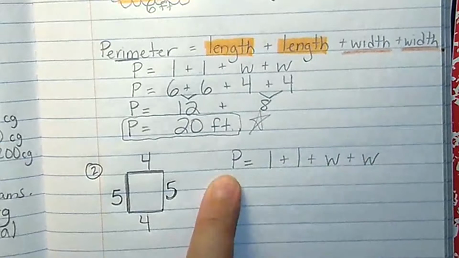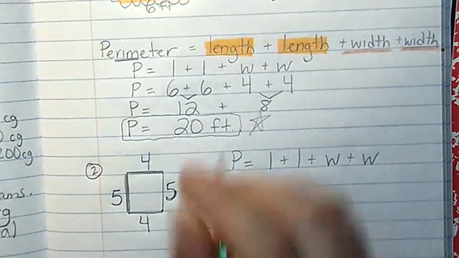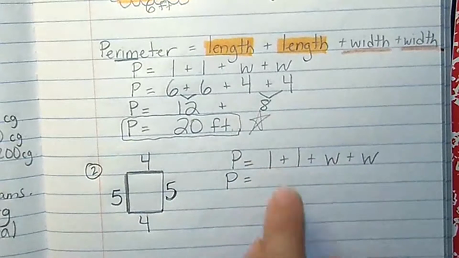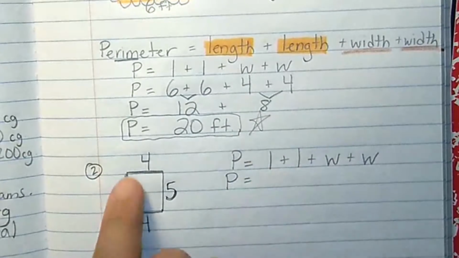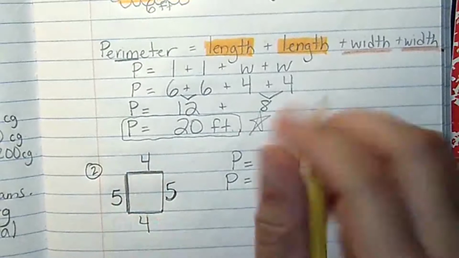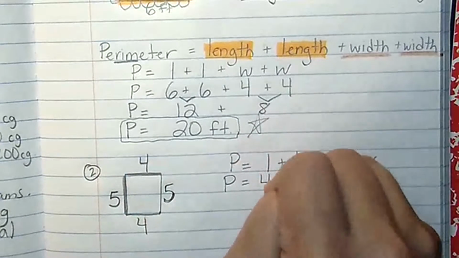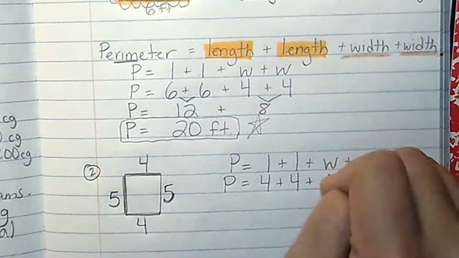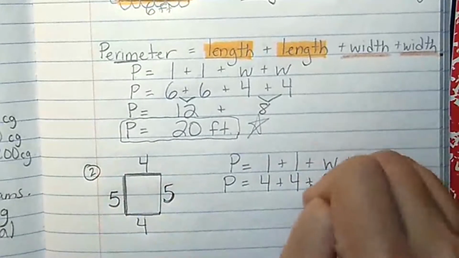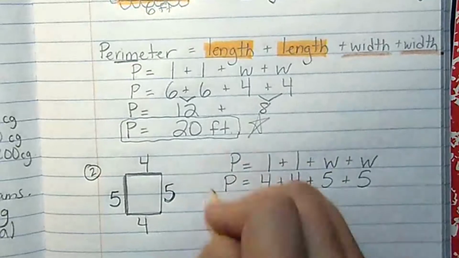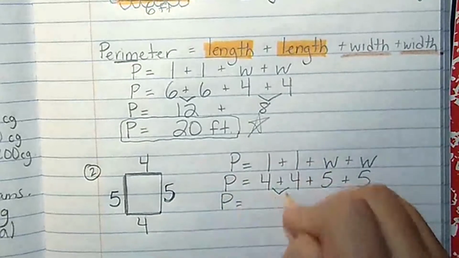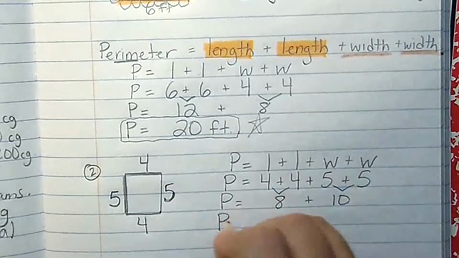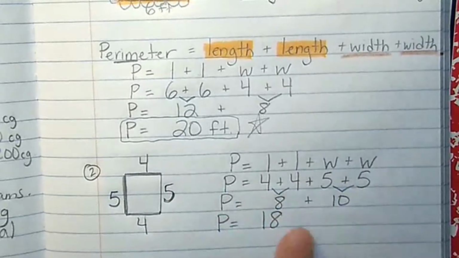Do we know what the perimeter is? Did they tell us? No, not yet. That's what we're looking for. So the perimeter equals, do we know what the length is? Do we know how long it is? Sure. All right, let's use 4 to be the length this time. 4 plus 4 plus, and what's the width? 5 plus 5. Perimeter equals 8 plus 10, and the perimeter equals 18.